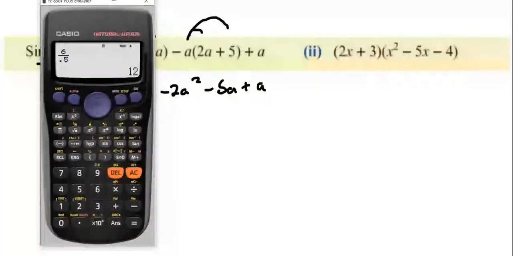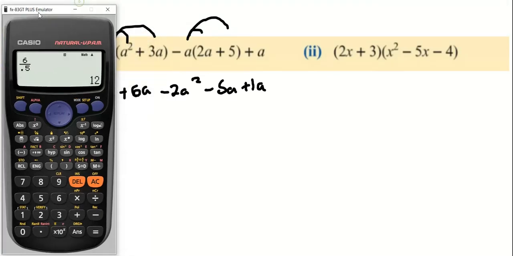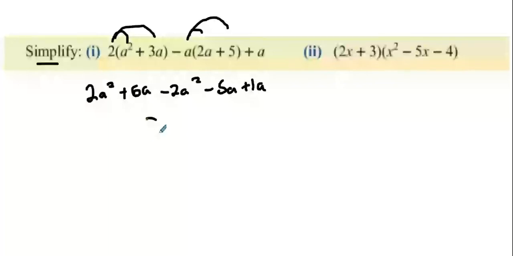So you can do it like this. Ignore the a, and you have 6a, which is 6, take away 5a, which is minus 5, and then plus 1a, which is plus 1, and you figure out that you get 2a. So the answer to this question is 2a, and then 2a squared take away 2a squared is 0.